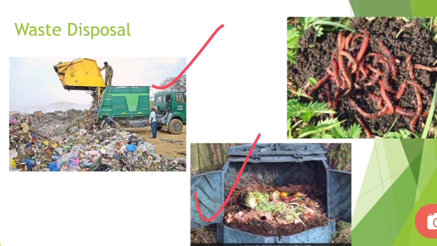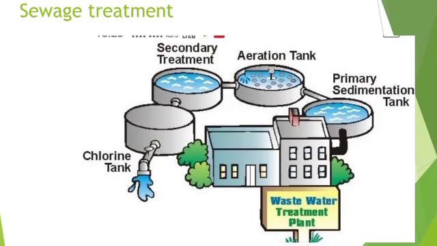decomposed by the microorganisms. And the third picture that you are seeing is known as vermicomposting. What is the meaning of vermicomposting? Vermicomposting means we use earthworms for the purpose of composting, that is, degrading the biodegradable wastes. Now the next topic we are going to discuss is sewage treatment plants.